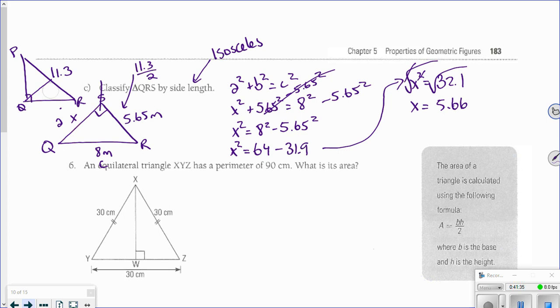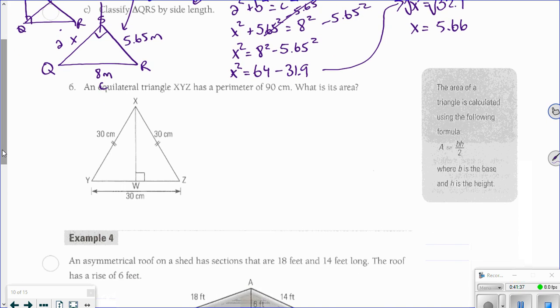Okay. Question 6 says, an equilateral triangle XYZ has a perimeter of 90 centimeters. What is its area? If you don't remember it, the area formula is off to the side. Area equals the base times the height divided by 2, or area equals 1/2 base times height.